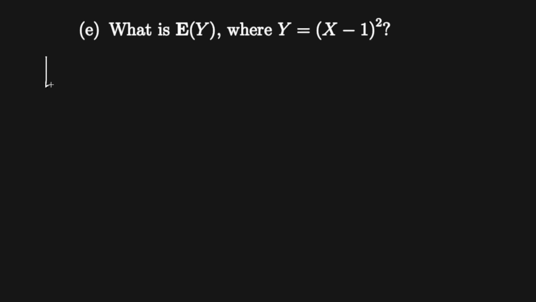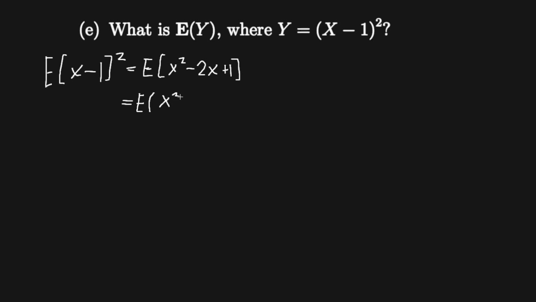Now part E is asking for the expected value of y, where y is equal to (x minus 1) squared. So we can write this as the expected value of (x minus 1) squared, which is equal to the expected value of x squared minus 2x plus 1. And we can write this as the expected value of x squared minus 2 times the expected value of x plus 1. Now we would get 2 minus 2 times 1 plus 1, which would just be 1.